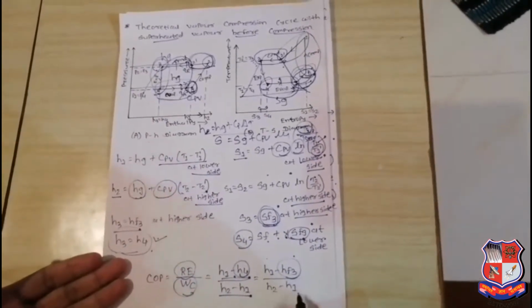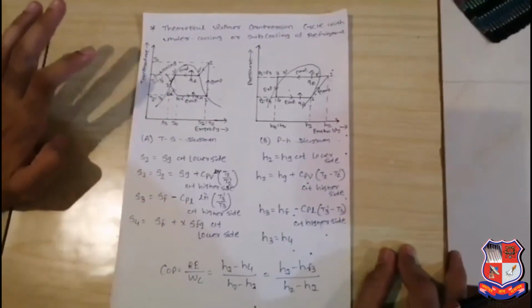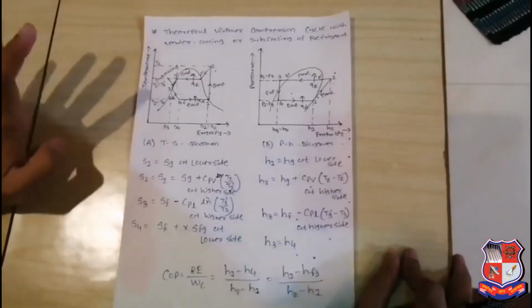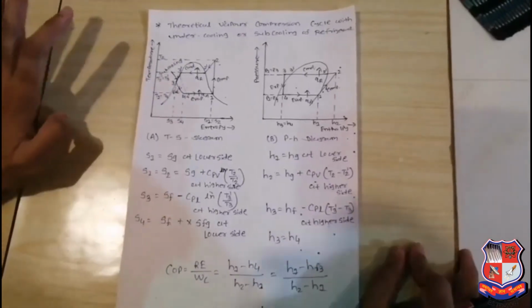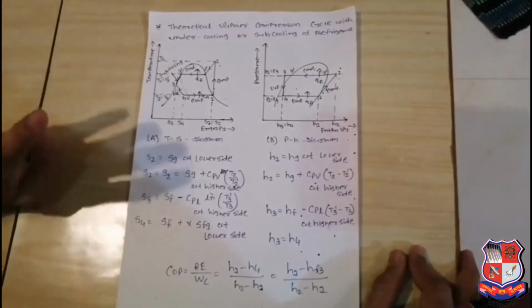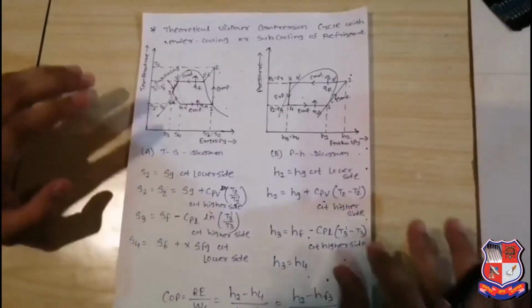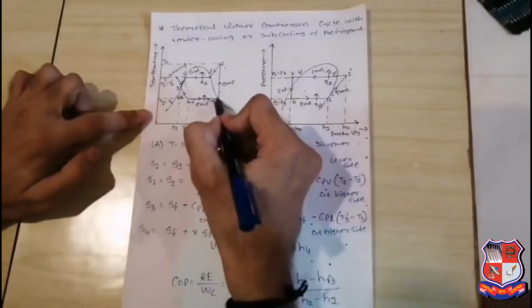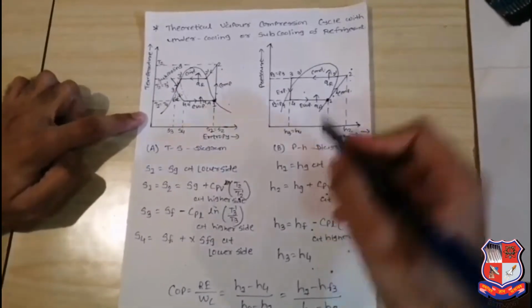Okay. Now we are going to discuss the last case, the theoretical vapor compression cycle with undercooling or subcooling of the refrigerant. First of all, here the initial condition of the compressor is not given. In the previous 4 cases, the initial condition of the compressor was given. But here it is not given, so we can directly consider the ideal condition. And what is the ideal condition? The first point is saturated vapor, then the second point is superheated vapor.